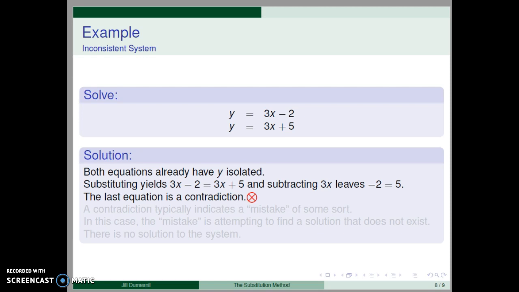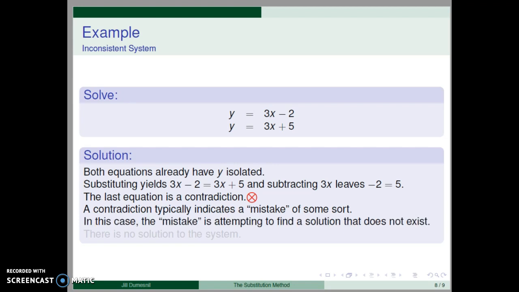We often mark a contradiction with a symbol of an X inside a circle as shown. A contradiction typically indicates a mistake of some sort. In this particular case, the mistake is trying to find a solution that does not exist. Therefore, there is no solution to the system.